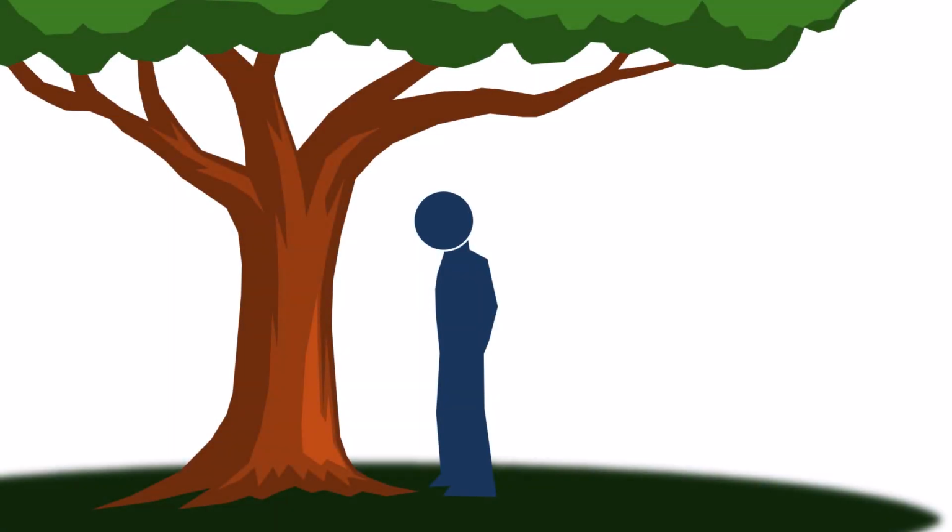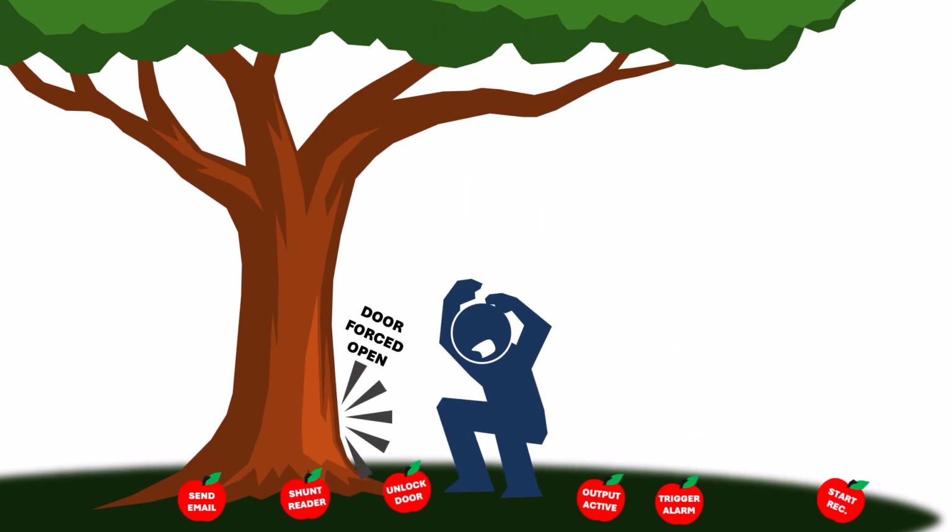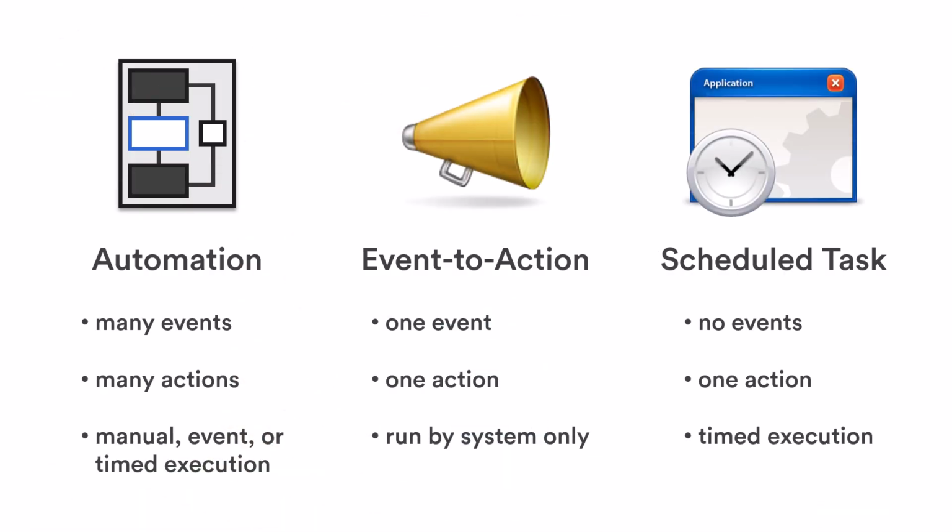Newton's third law states that every action has an equal and opposite reaction. With all due respect to Sir Isaac, I humbly disagree, because he clearly hadn't seen the automation features in Security Center. In this video series, we're going to take a look at the automation, event-to-action, and scheduled task features in Security Center. Before we get there, though, we need to set up the role.